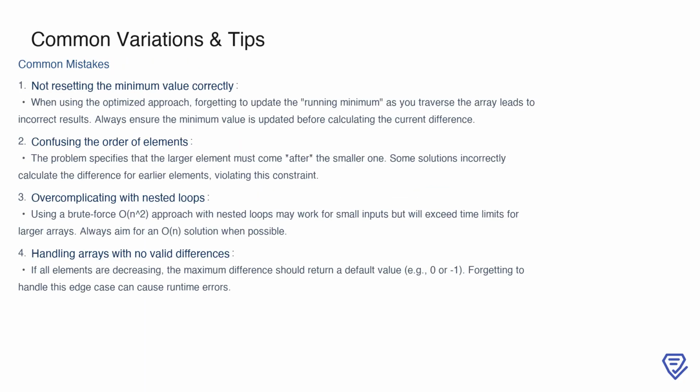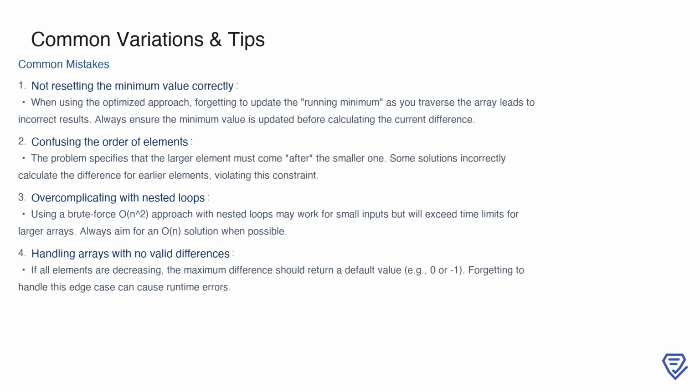One of the most common mistakes in this problem is not properly resetting the minimum value as you traverse the array. The running minimum must be updated each time you encounter a smaller element, otherwise, the differences calculated might be based on an outdated value, leading to incorrect results. Another frequent error is confusing the order of elements. Remember, the larger element must come after the smaller one in the array, so calculating the difference in the wrong order violates the problem's constraints.